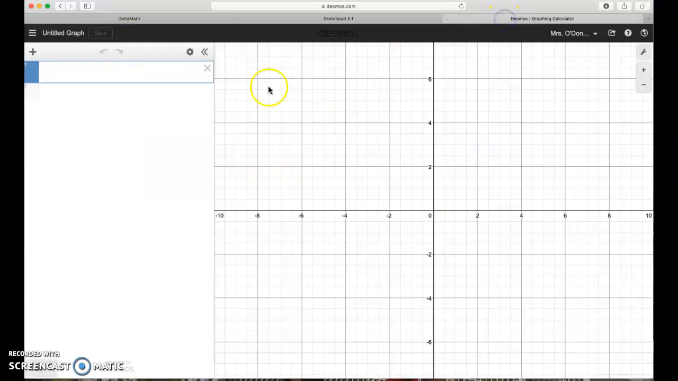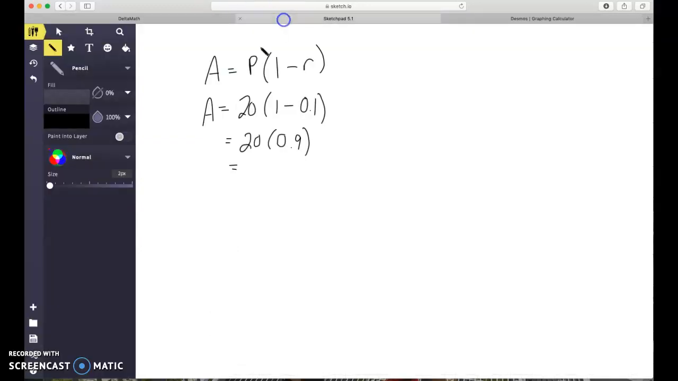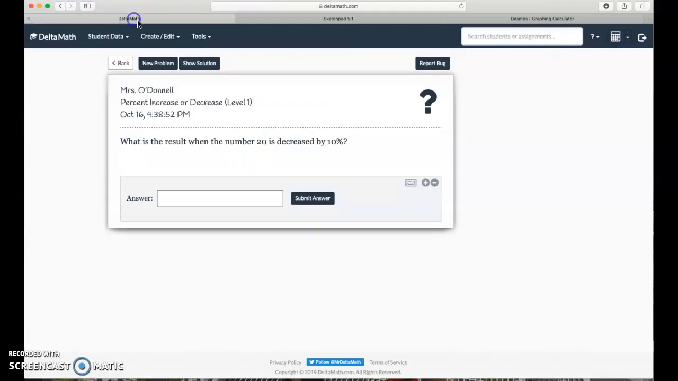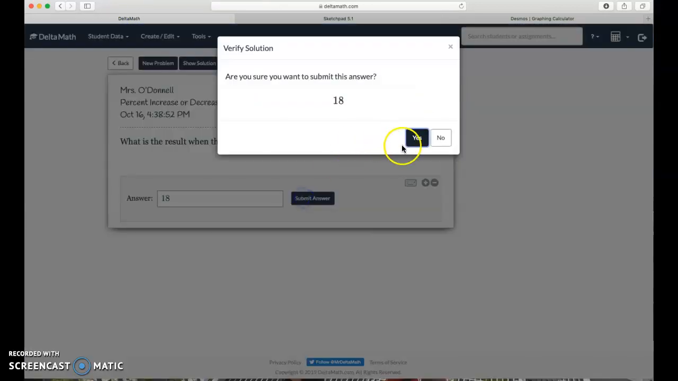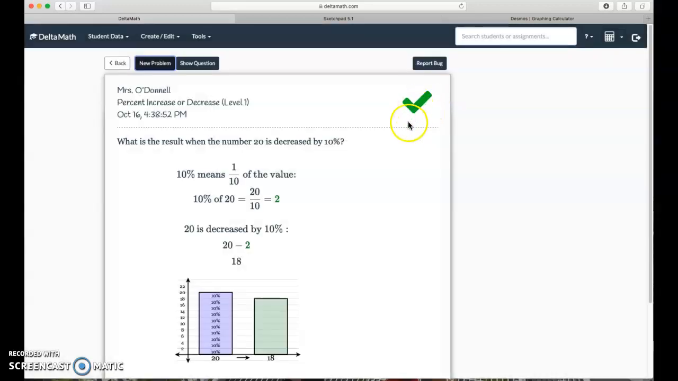And if you don't know what that is off the top of your head, grab your calculator. 20 times 0.9 equals 18 right there. Or 20 minus 10%, which is 2, gives you that 18. And we can go ahead and fill that in. 18, submit answer, yes, and Delta Math likes it.